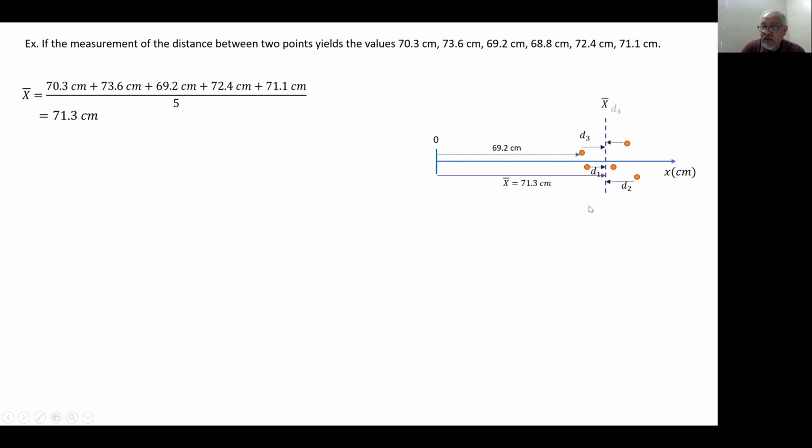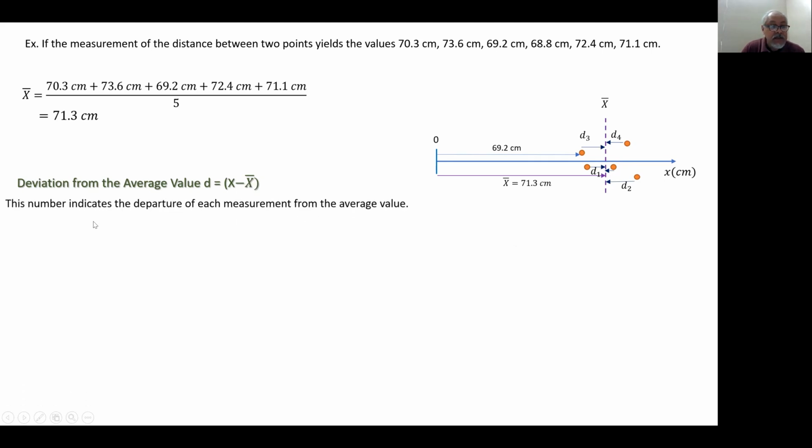Now, let's find the distances of each bullet to the average and find another average. Those are the distances from each impact to the average position. Let's make another average, and we call this the deviation from the average value. This is the formula for deviation: x, the value, minus the average. This number indicates the departure of each measurement from the average value.